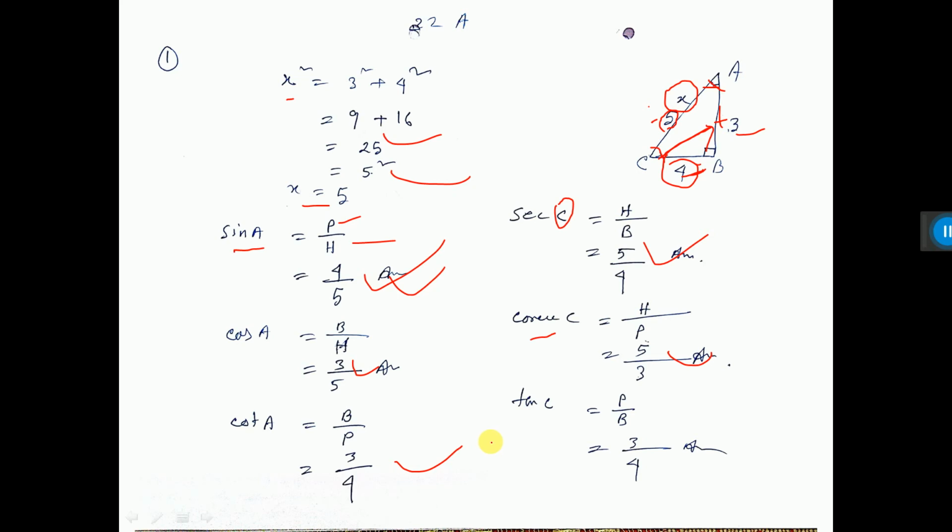Like this you have to do. When you are writing perpendicular and base, see which angle is considered, then only you can tell which one will be base and which one will be perpendicular.